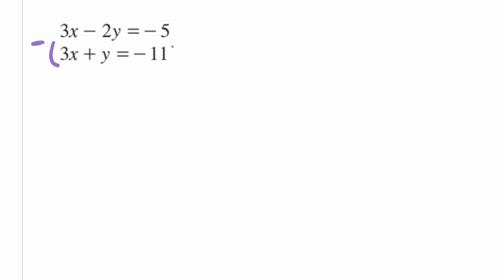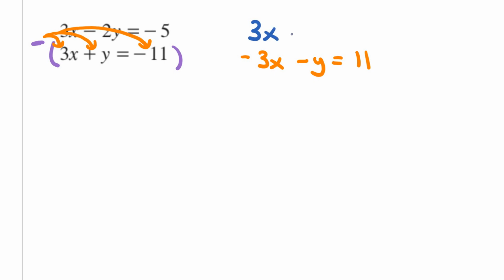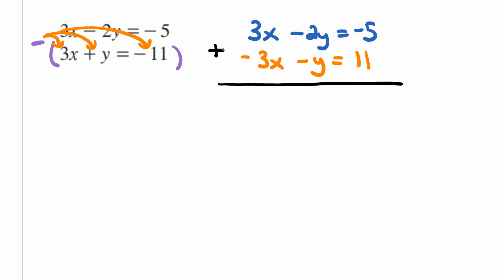Now when I'm subtracting, the bottom equation will change because this minus sign is distributing to everything in that second equation there. So if I have to rewrite my second equation, that's going to be negative 3x minus y equals positive 11, right? And then I recommend writing the first equation just above it, and I would just add the columns vertically. So 3x plus negative 3x, that's going to be 0, right? So the x variables cancel off.